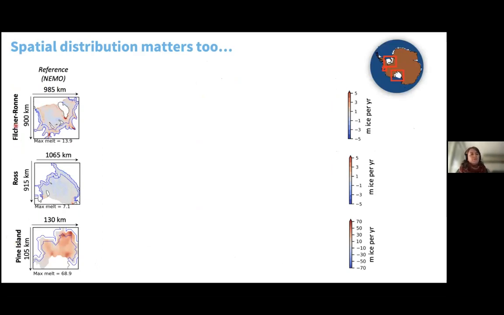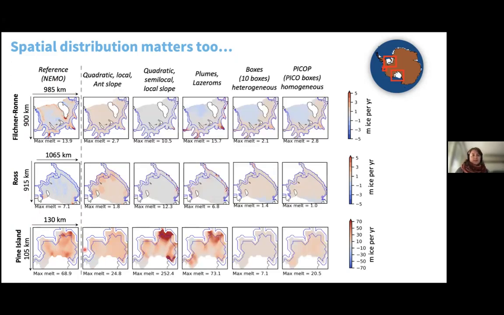So we have the 2 largest, which are the Filchner-Ronne and the Ross ice shelves, and the Pine Island ice shelf, which is in the Amundsen Sea, where the ice shelves are retreating quite rapidly at the moment. And so what I show here is the reference, so our virtual reality. And then here are the results with the different parameterizations.